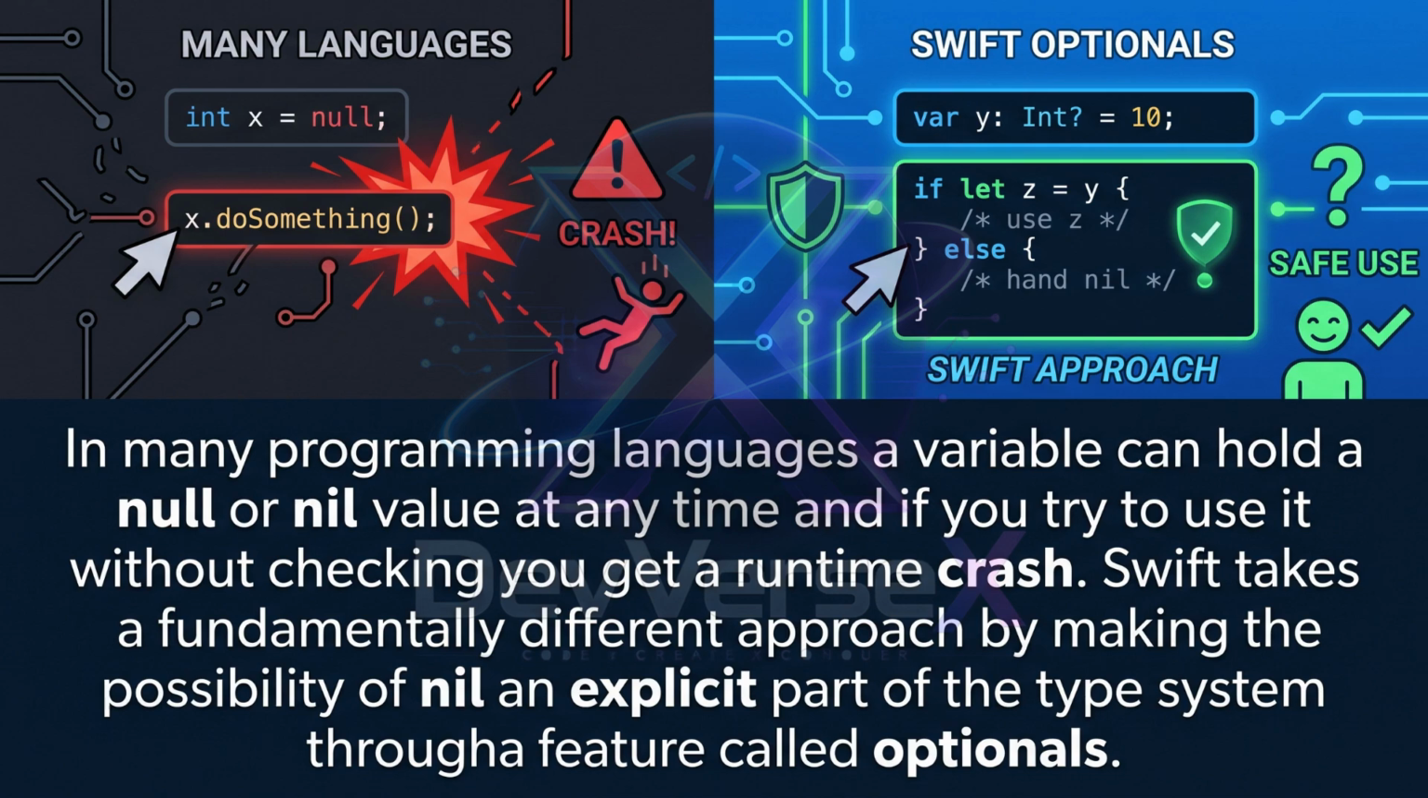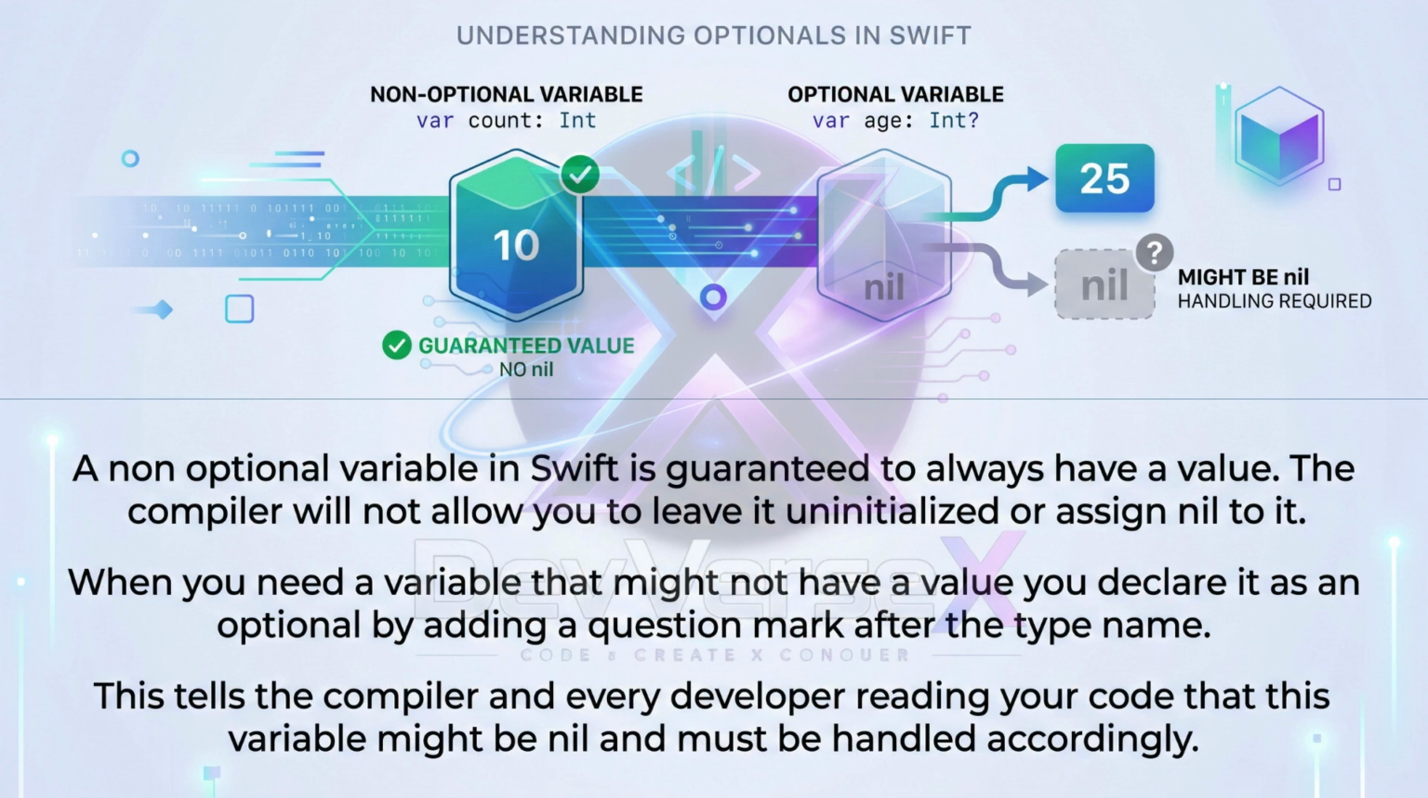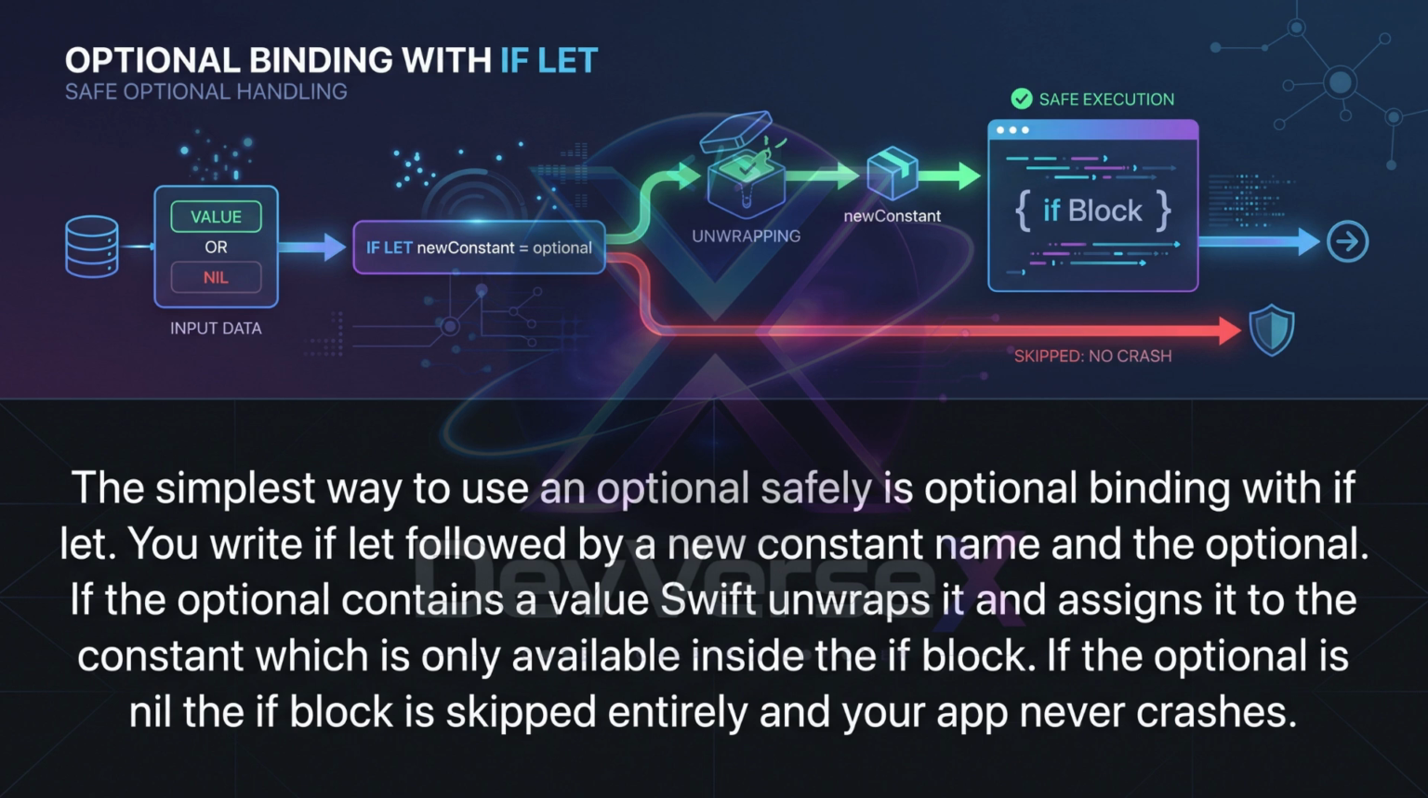a feature called optionals. A non-optional variable in Swift is guaranteed to always have a value. The compiler will not allow you to leave it uninitialized or assign nil to it. When you need a variable that might not have a value, you declare it as an optional by adding a question mark after the type name. This tells the compiler and every developer reading your code that this variable might be nil and must be handled accordingly.